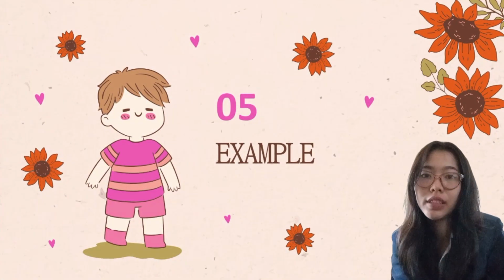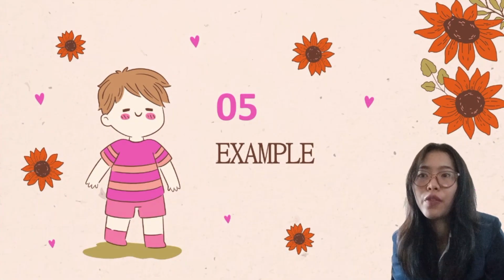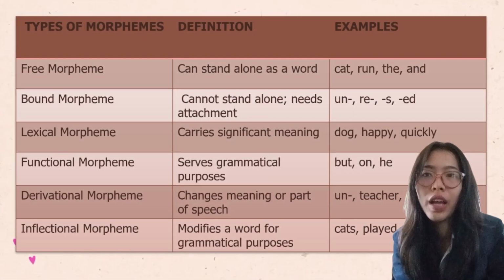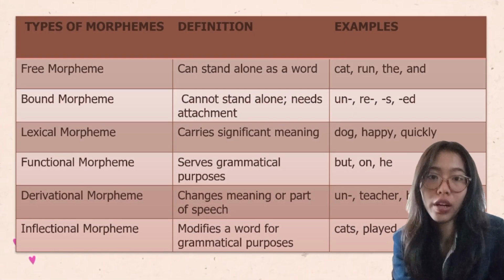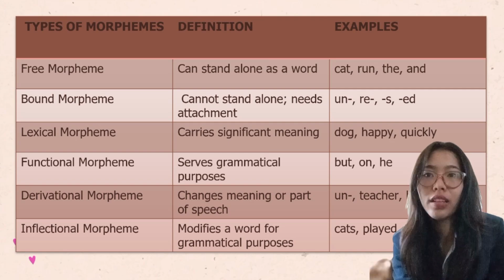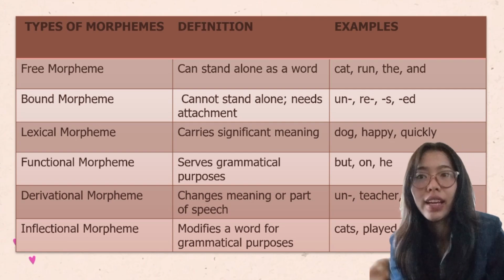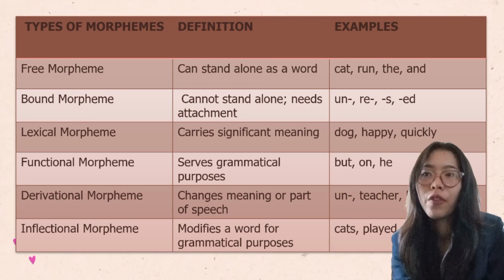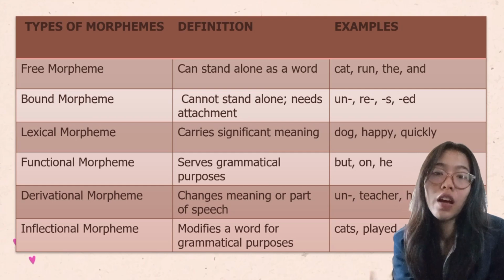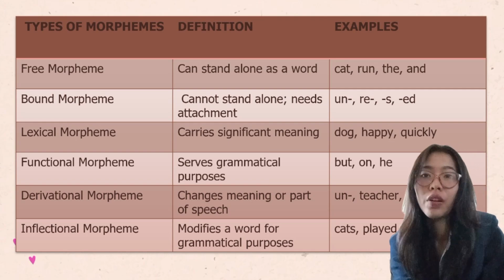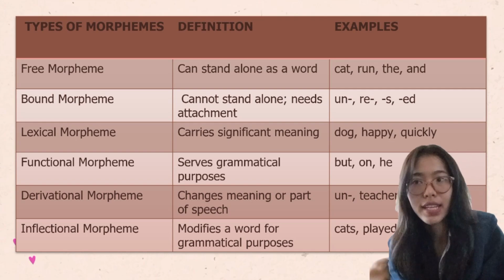Here are the examples. Number one is the type of morpheme, a free morpheme, and the definition of free morpheme is that it can stand alone as a word. For example, cat, run, the, and. Number two is bound morpheme. The definition of bound morpheme is that it cannot stand alone and needs attachment. For example, un, re, s, and ed.